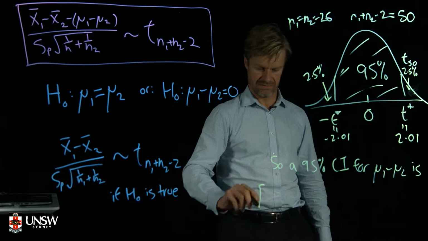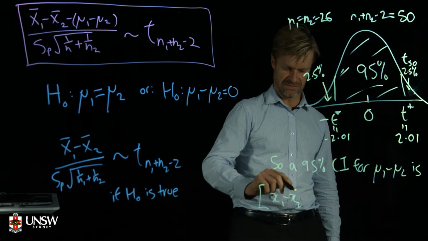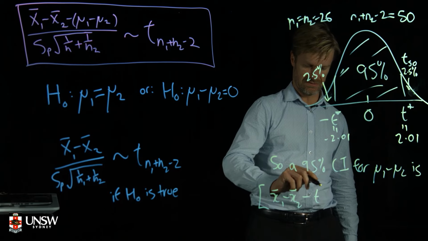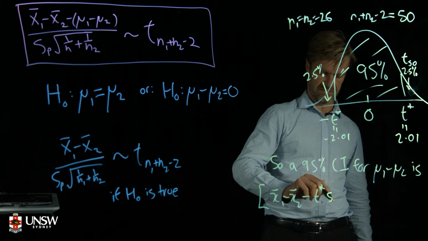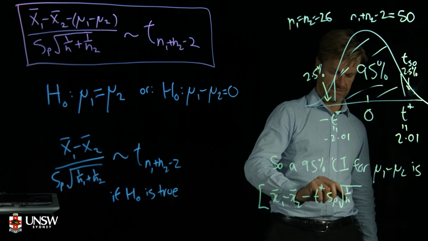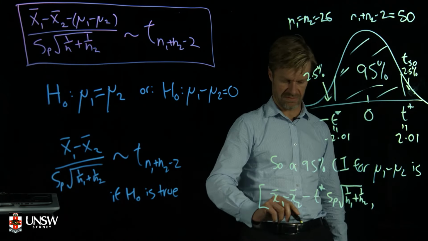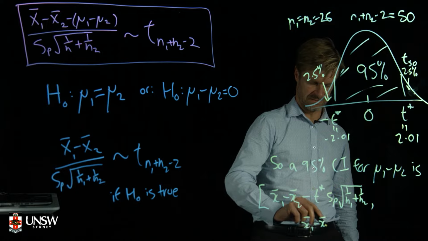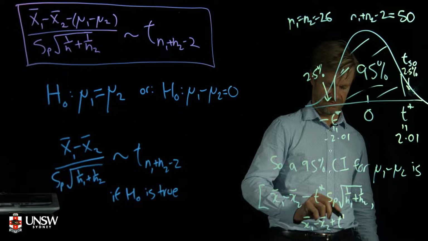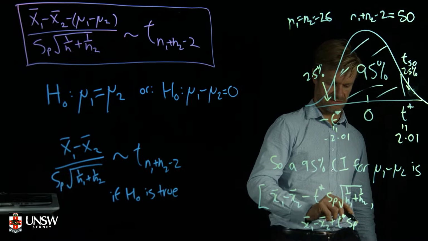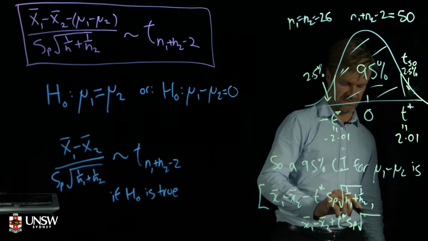you're going to go sample mean difference minus t star, in this case 2.01, standard errors. Up to sample mean difference plus t star, in this case 2.01 standard errors, times the standard error of sample mean difference.